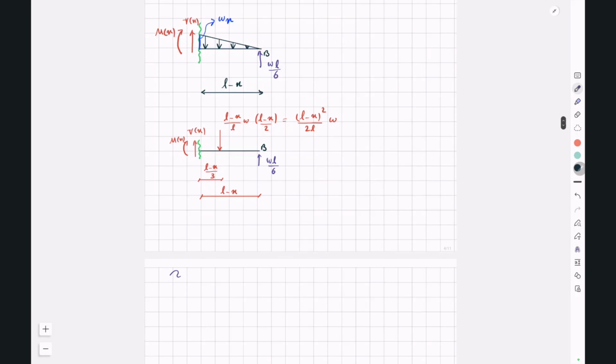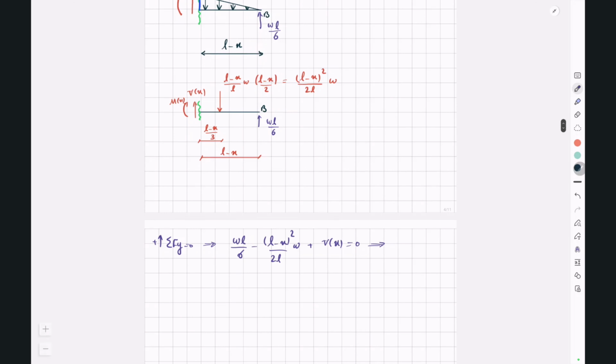Now, in the y direction, we have WL over 6 minus this value plus Vx is equal to 0, and this will give us a Vx equal to W over 2L x to the power of 2 minus Wx plus WL over 3.